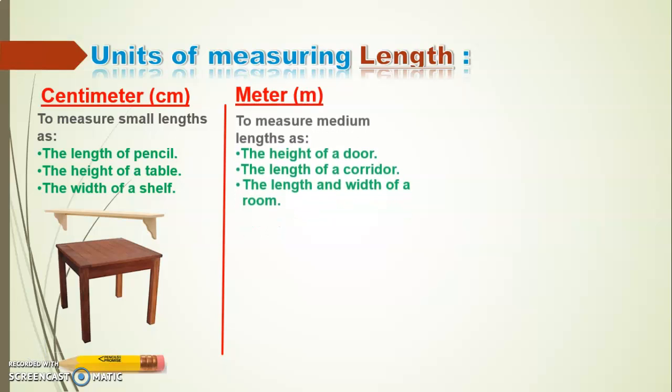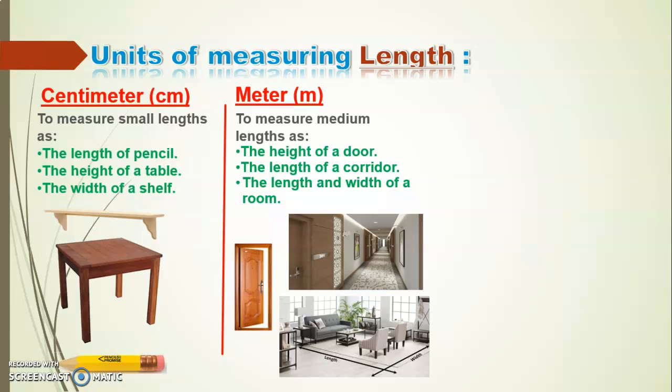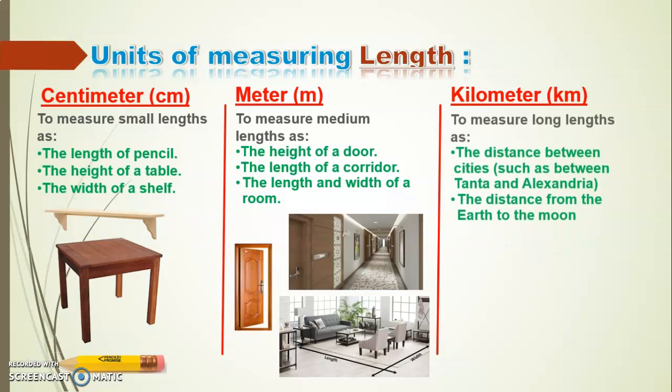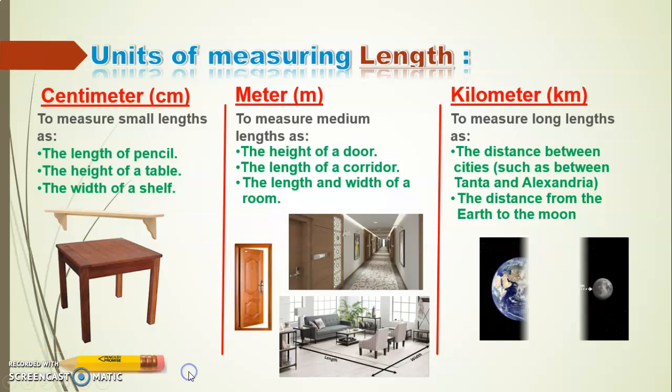Meter is used to measure medium lengths, such as the height of a door, the length of a corridor, the length and width of a room. Kilometer is used to measure long lengths, such as the distance between cities, such as between Tanta and Alexandria, or the distance from the earth to the moon.